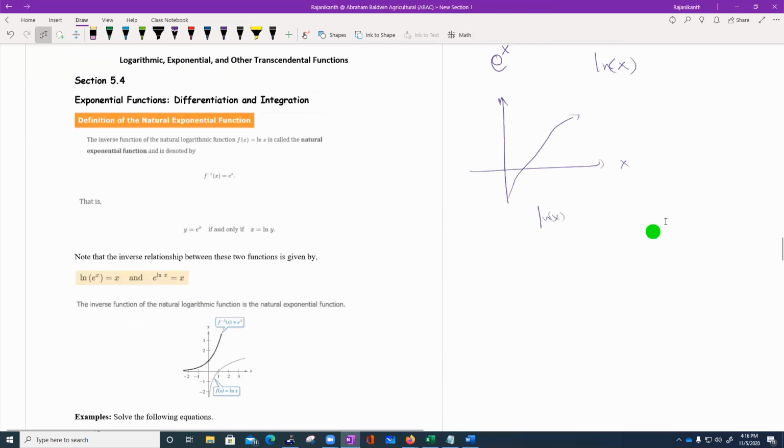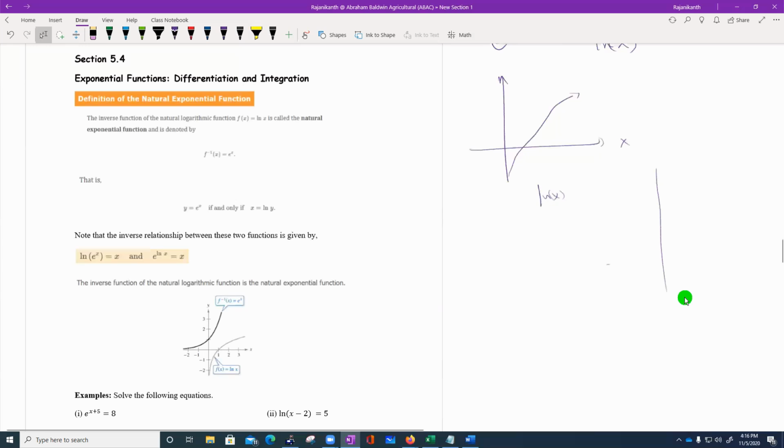But for the exponential function, what do you think? That is also an increasing function, but it is increasing this way. So these are the two functions. Now look at the domain: the domain of ln x is positive, but the domain of the exponential is all the way from negative infinity to positive infinity. All the real numbers are included.